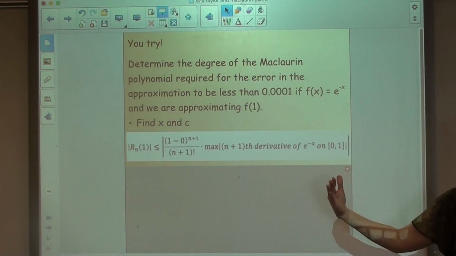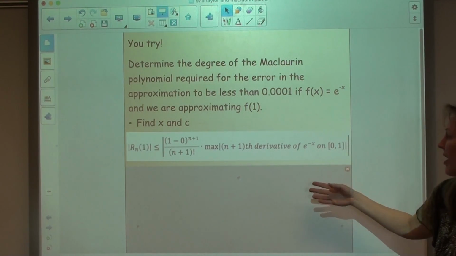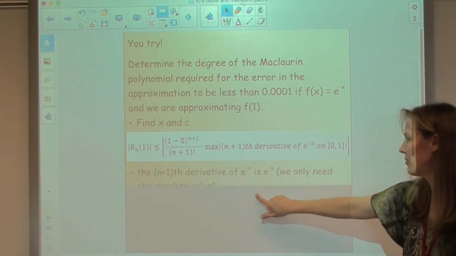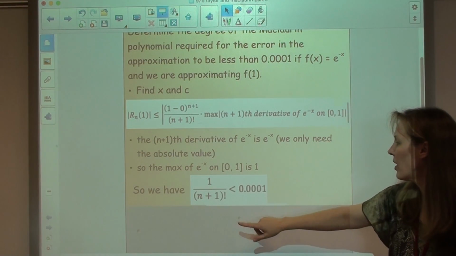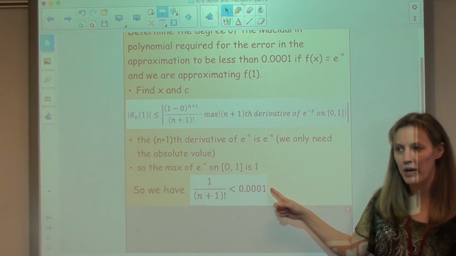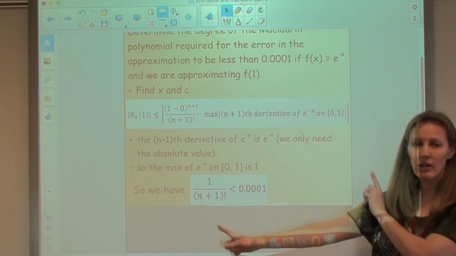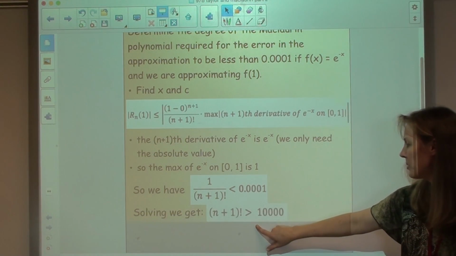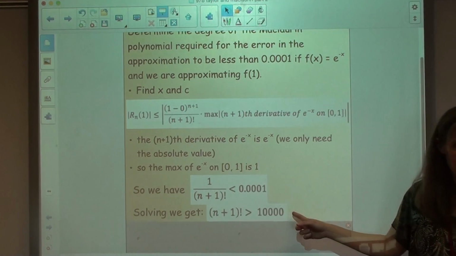What's the biggest of those two? 1. So our max is 1. So we just have 1 times 1 over n plus 1 factorial. So essentially we end up with 1 over n plus 1 factorial is less than 0.0001, right? This is always positive. This is positive. So you can go ahead and cross multiply without any problem. When you cross multiply, you end up with n plus 1 factorial being greater than 10,000.